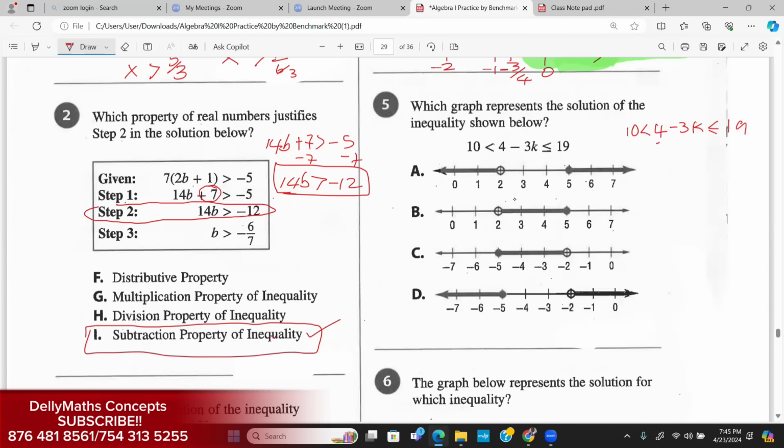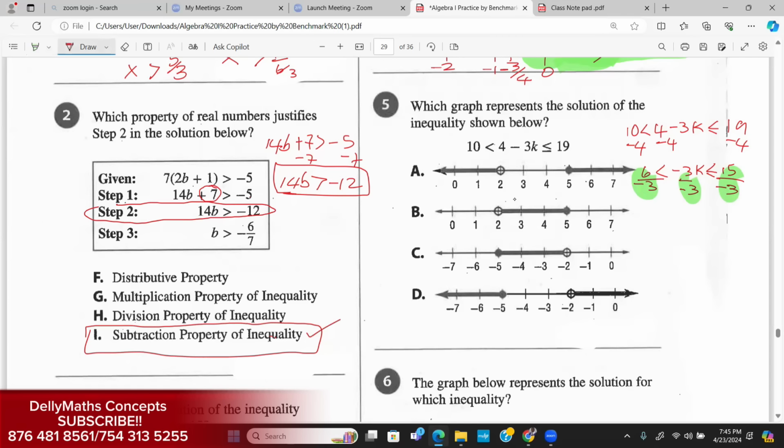Now, I'm going to subtract 4 from both sides. So I'm going to subtract 4 throughout. So I'm going to have 6, which is less than negative 3k, less than or equal to 15. So you could see 4 was subtracted from all the terms there, all the sections that we have. So next move, I'm going to divide throughout by negative 3. And here is the issue again. If I divide through by a negative number, remember, I'm going to have to flip all my signs, all right? So we're going to pay attention to this, this, and then we're going to flip the sign as we go.